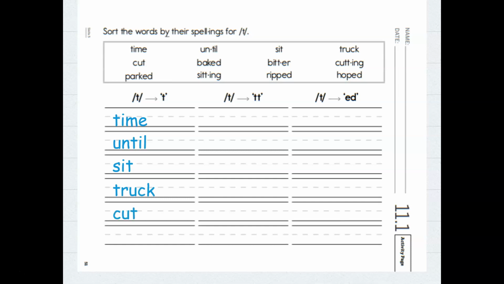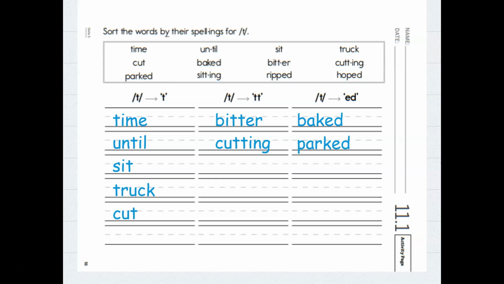The word baked should have gone in the ED column. The word bitter should have gone in the TT column. The word cutting should have gone in the TT column. The word parked should have gone in the ED column.